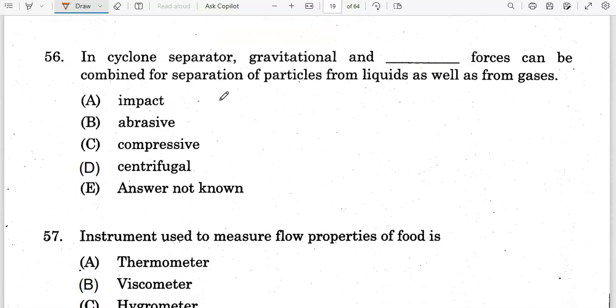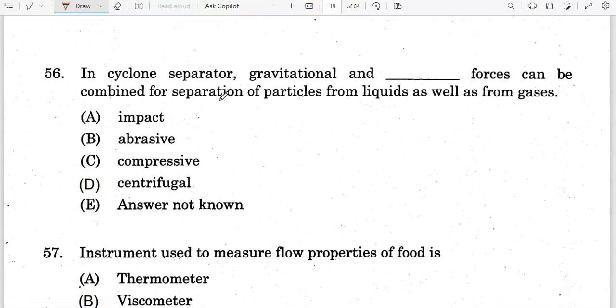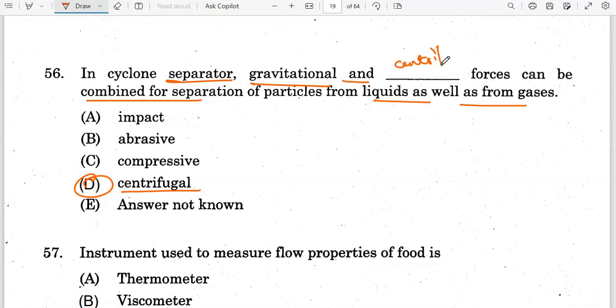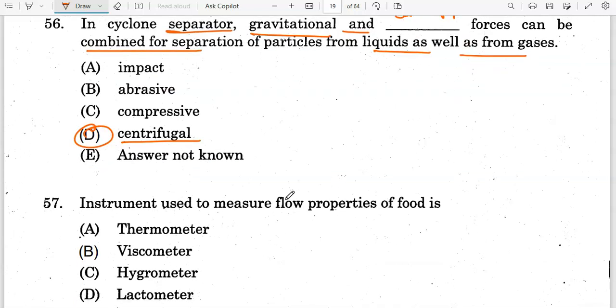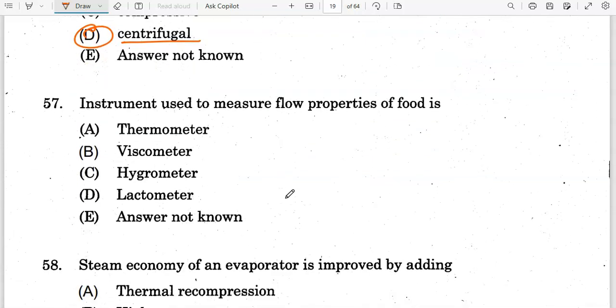So 56th question. In cyclone separator, dash forces can be combined for separation of particles from liquids as well as from gases. So gravitational and the centrifugal forces. Centrifugal forces are what we can use in a cyclone separator. So next question. Instrument used to measure the flow properties of food. Flow properties, it denotes the viscometer. Okay, so option B is the correct answer.